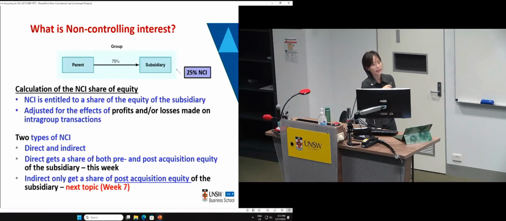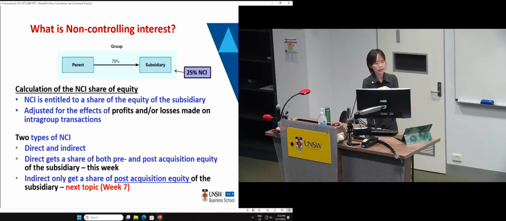Right, now, what is the NCI? If you look at the group structure we have here in the example, assume the parent acquired a 75% interest in a subsidiary. So there is a parent-subsidiary relationship because you're holding the majority of the voting rights. The remaining shares in the subsidiary are known as NCI. To be more specific, we call this direct non-controlling interest, that is, DNCI. Why is it DNCI? Because this part directly holds shares in the subsidiary, right, 25% in this example.